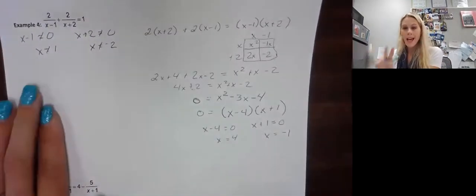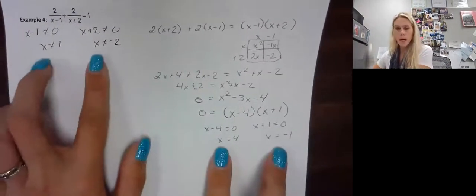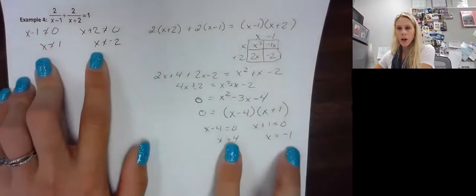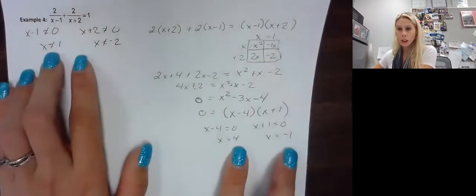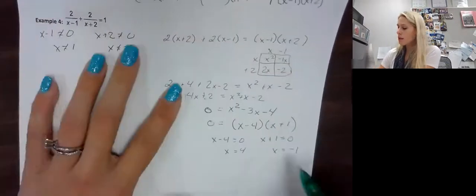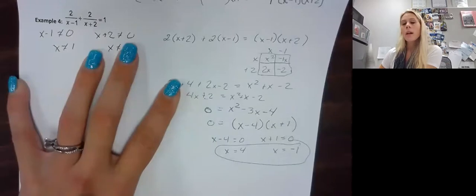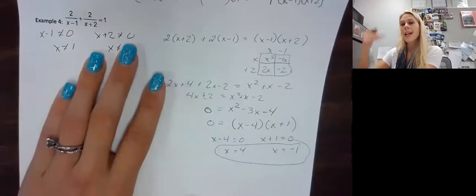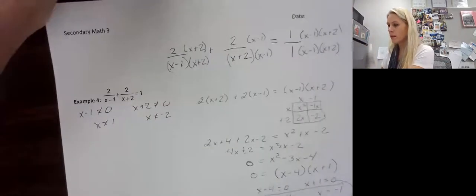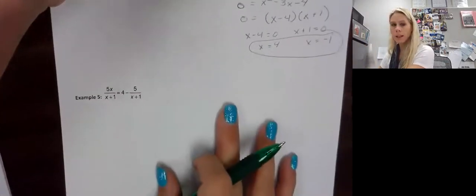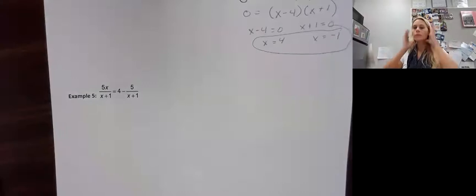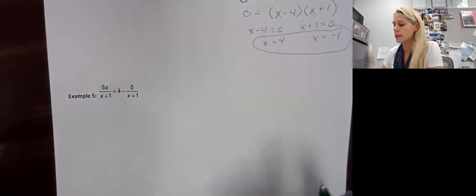Last step, compare with domain restrictions. Are either of these numbers a restriction? No, they're not. So this is our answer. Even though it's a lot of work, you are still doing it correctly. Take your time. Okay, let's do another example, and then you guys can go on and do some practice.